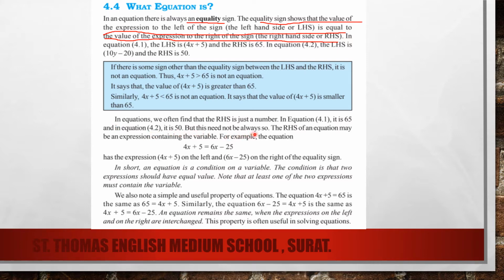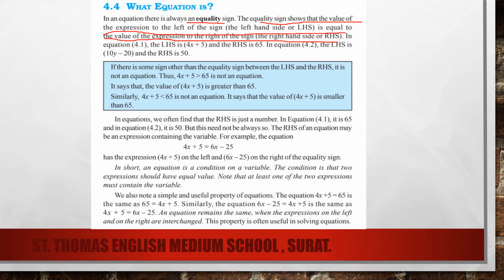But this need not be always so. It's not compulsory that RHS is always a number. It can be an expression also. The RHS of an equation may be an expression containing the variable. For example, 4x plus 5 is equal to 6x minus 25. Here RHS is an expression and LHS is also an expression. Clear? So it says that RHS is not always a number. It can be an expression also. It has the expression 4x plus 5 on the left and 6x minus 25 on the right of the equality sign.